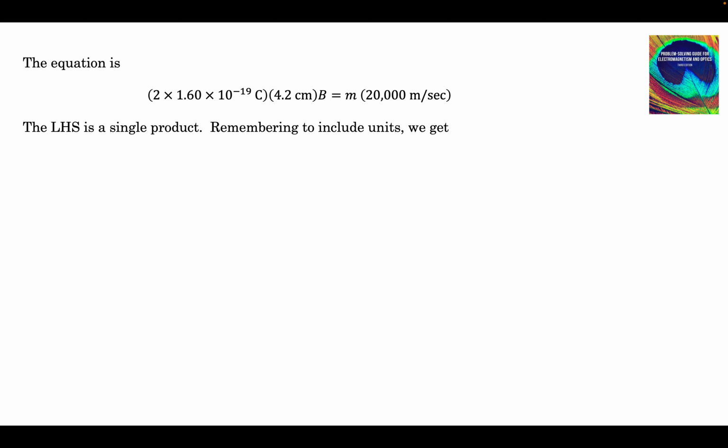Ready for part B? Here's the equation, as given. The left-hand side, we just multiply things. Everything's multiplied. The units are going to be coulombs meters. We multiply 2 times 1.6 times 10 to the minus 19th times 4.2. And we get that.